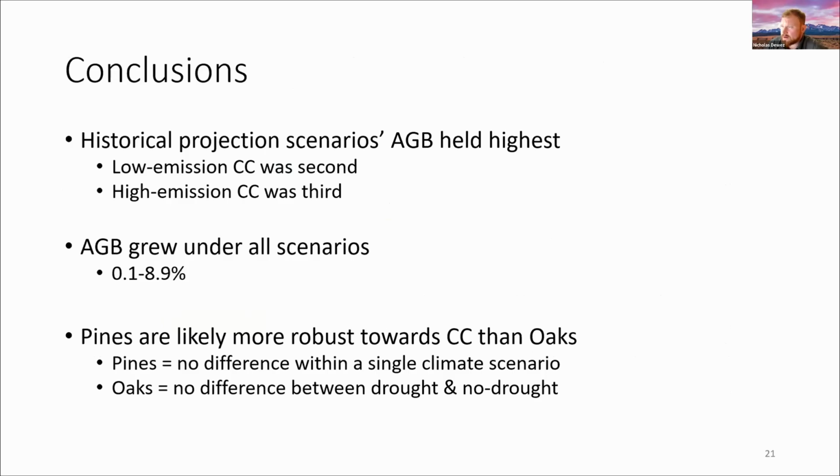In conclusion, we found that our historical projection scenarios held the highest AGB values over the study period, with the low emission scenarios coming in second and the high emission climate change scenarios coming in third. Above ground biomass grew under all scenarios, varying between 0.1 and 8.9%. And we found that pines are likely more robust towards climate change than oaks because pines saw no difference within a single climate scenario, regardless of the disturbance involved. And oaks saw no difference between drought and no drought scenarios only.